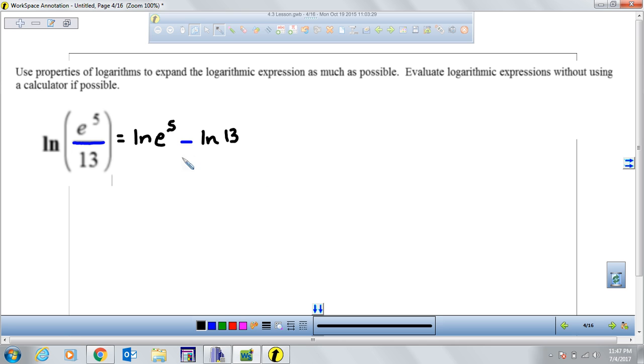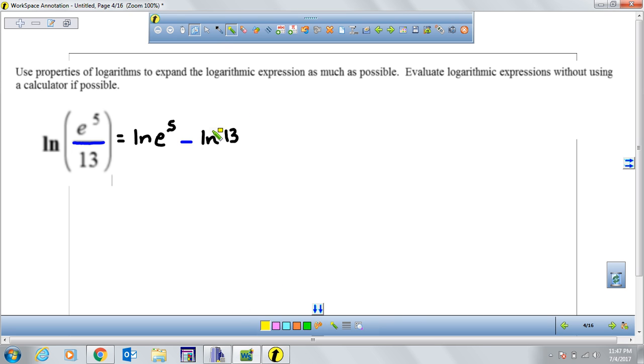And then what we have to do is evaluate if possible. Now remember, when we talk about the natural log, we can basically only evaluate it anytime we have e as the value, because the natural log works with the base of e only. So the only one we can evaluate is this one, and this is a special property.